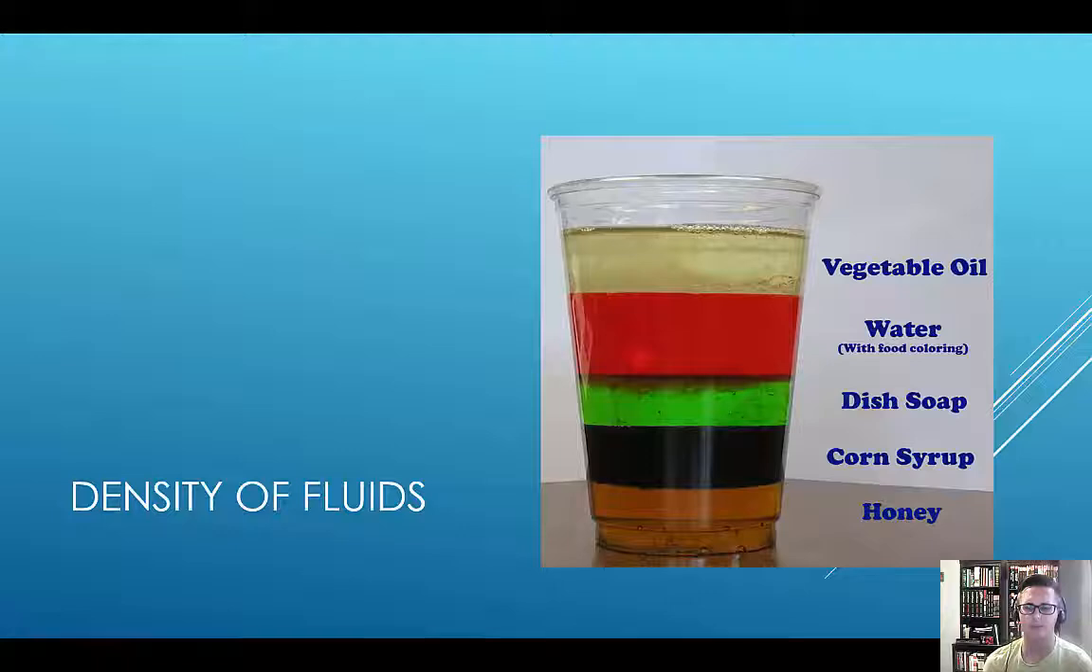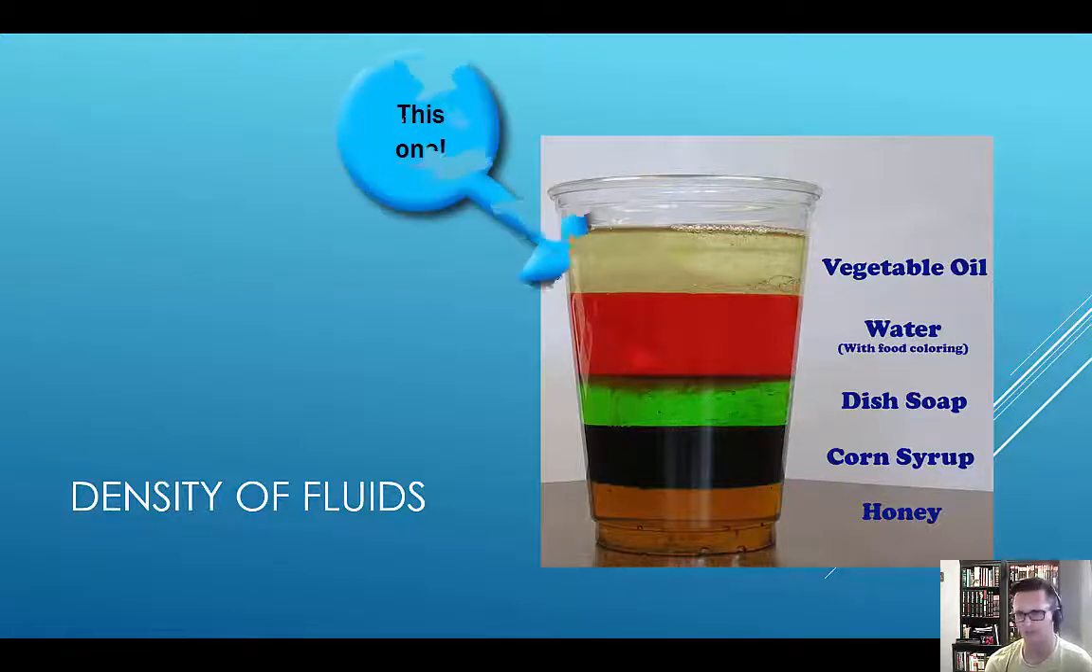And that leads us to the question of density in other fluids. If we look here, this is called a fluid tower. And you can see on the side here, they've labeled different types of fluids: honey, corn syrup, dish soap, water, vegetable oil. Which fluid do you think is the lightest? If you said the vegetable oil, because it's on top, you'd be correct.